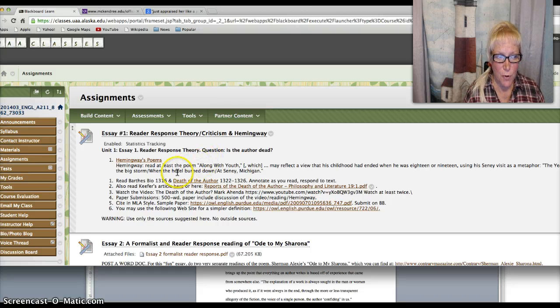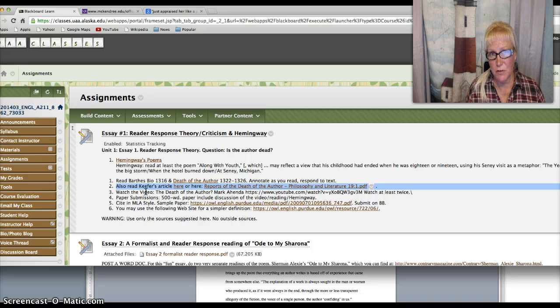So there's this poem that you're reading. There are some readings that you were required to annotate and respond to, Barth's actual reading, also Kiefer's article. If those didn't appear in your paper by referring to them as quotes or referring specifically to them and using page numbers, then you missed something. So your grade will reflect that.